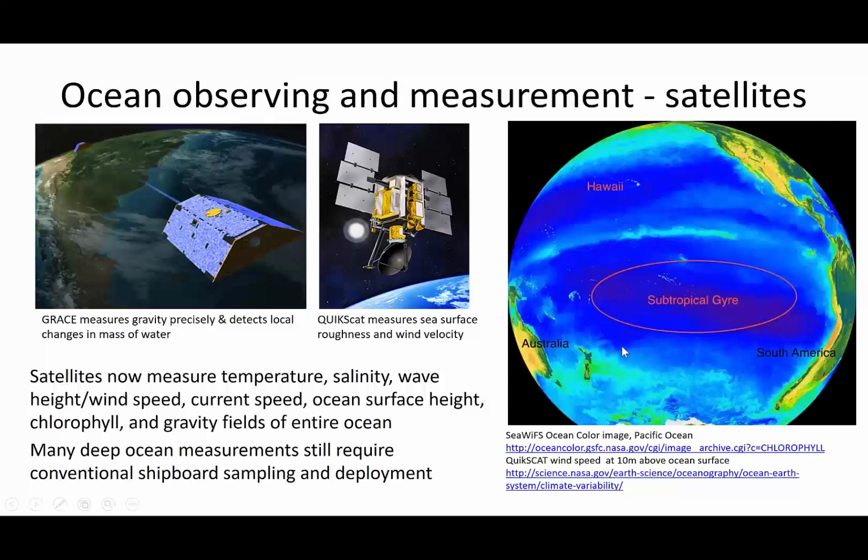Just on the right here, this shows the SeaWiFS ocean colour image. So this is measuring the concentration of chlorophyll in the ocean, showing where phytoplankton are. Chlorophyll shows up as the bright green areas, and the areas that are low in chlorophyll are these blue areas. We'll talk a little bit more about those gyres and why they don't have very much chlorophyll or phytoplankton growth in them a little later on.